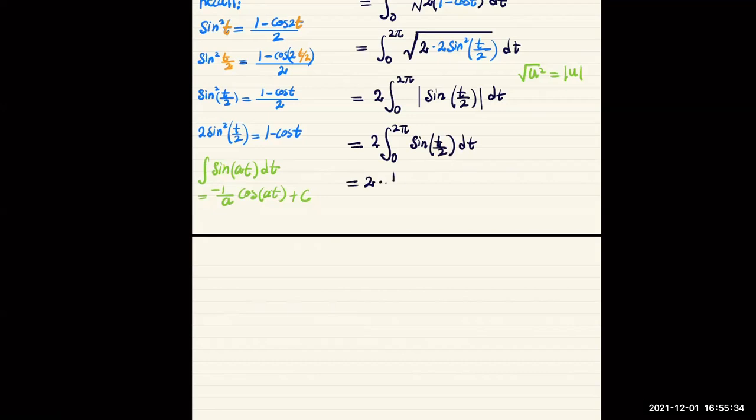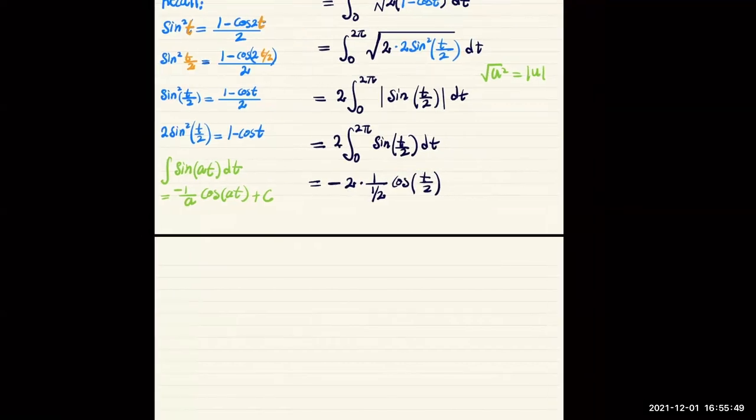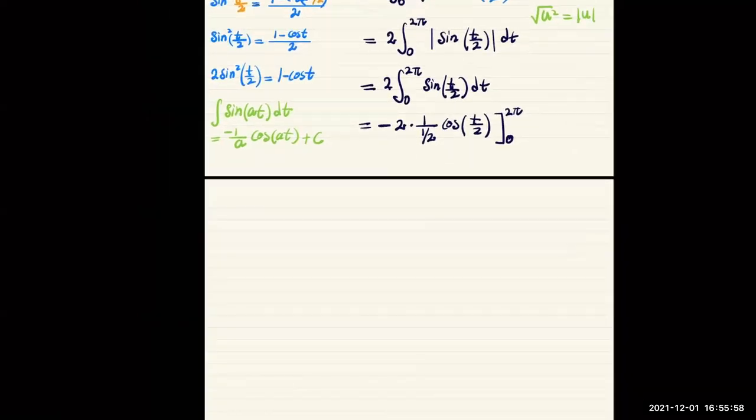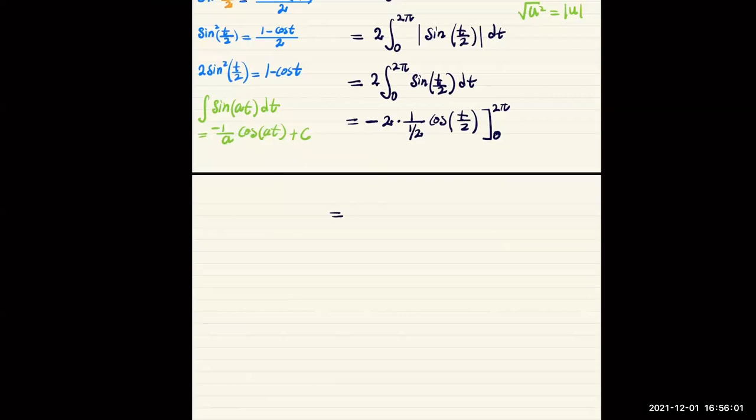We get 1 over 1/2 cosine of t over 2, and again, it's a negative. And you're going to vary t from 0 to 2 pi. That gives us -4. Right, 2 times half is 4.